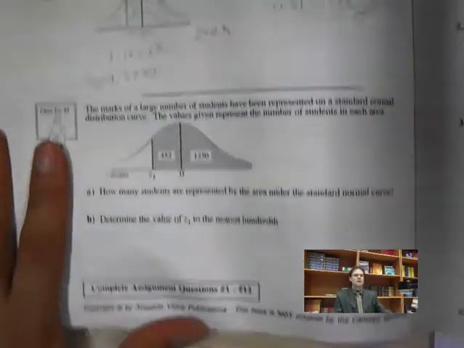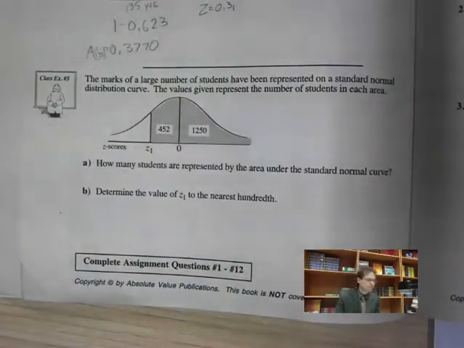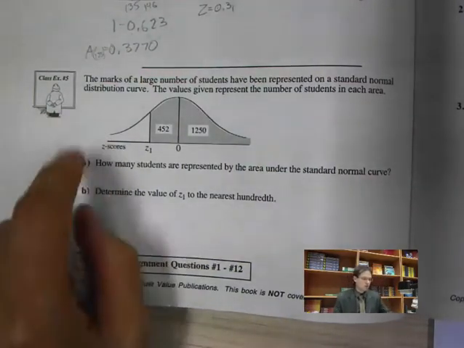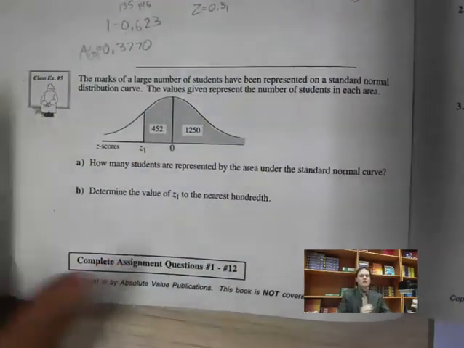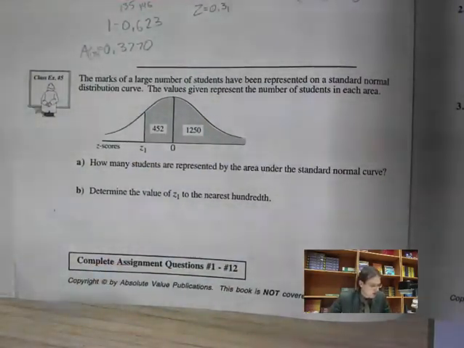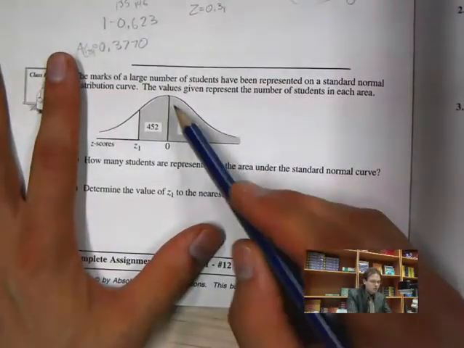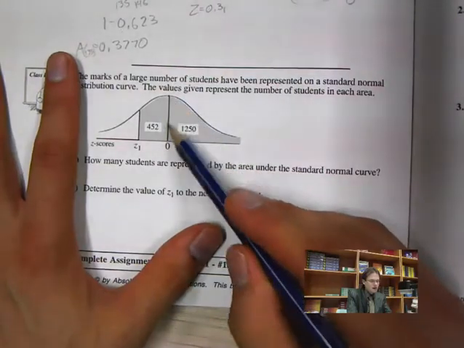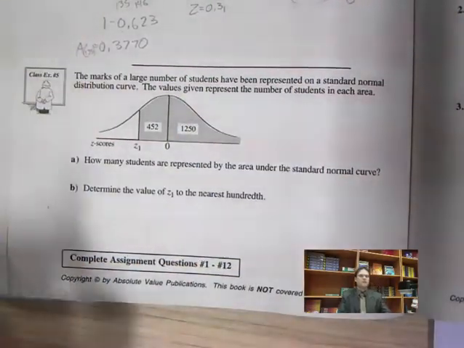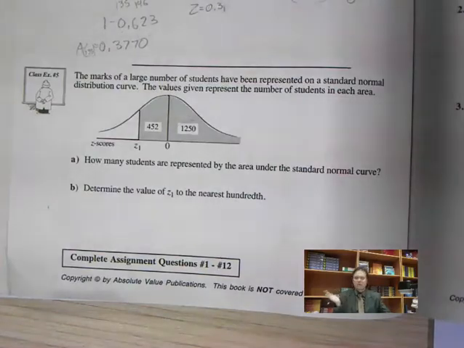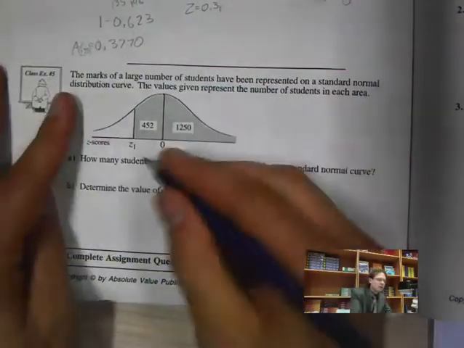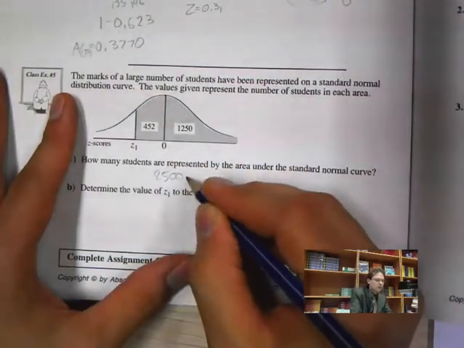Okay, here we go. Last question before your assignment. It says, the marks of a large number of students have been represented in a standard curve. Here we have our curve, and these are the marks. How many students are represented under the standard curve? So how many students altogether? Well, there's 1,250 from here to here. This half here is 1,250, and half is 50%. So there are 2,500 students.